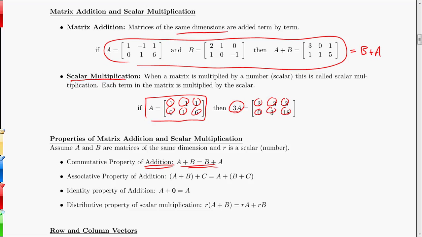Associative property, this is identical to the associative property of addition for real numbers. Doesn't matter how you group them. If you take A plus B and add C, it's the same as taking A and adding B plus C.